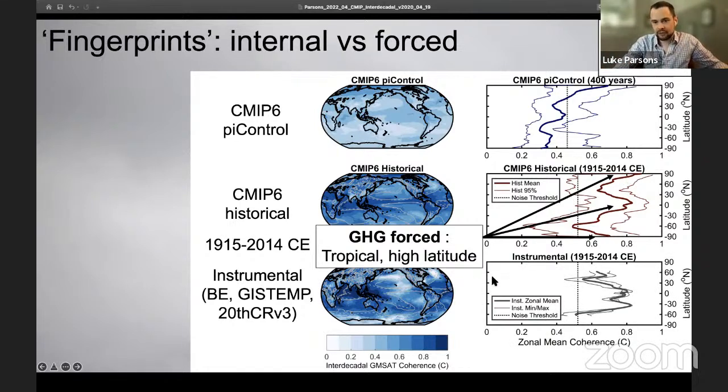And then if we do the same thing for the instrumental data, the NASA GISTEMP data is missing over the higher latitudes, so we don't have data here and here. But when we get to the mid to lower latitudes, we qualitatively get a relatively similar pattern where we have high coherence specifically peaking near the equator and then dropping off at mid latitudes, which is not what we get from the control runs.